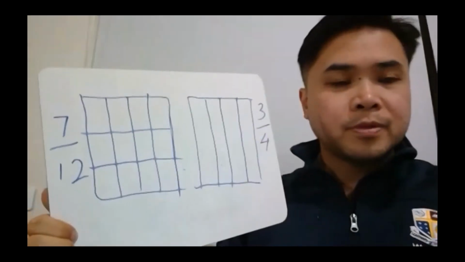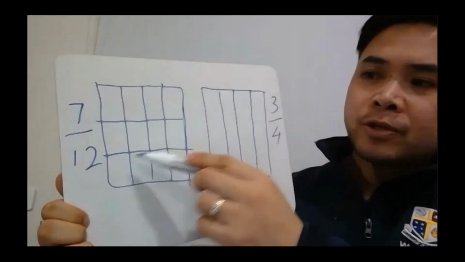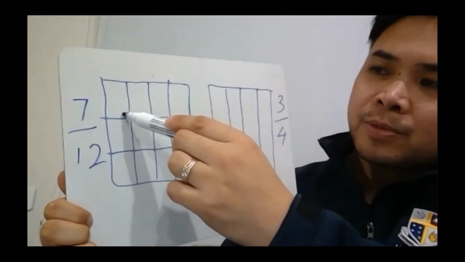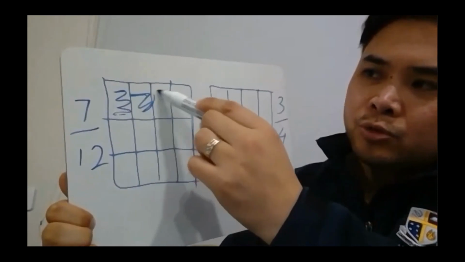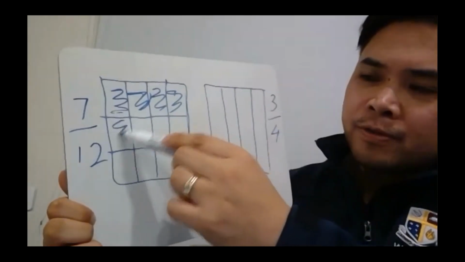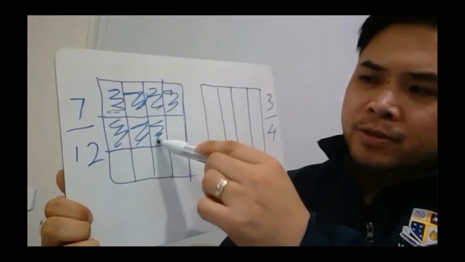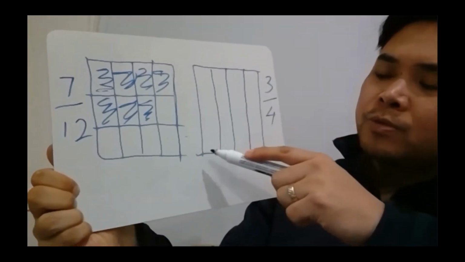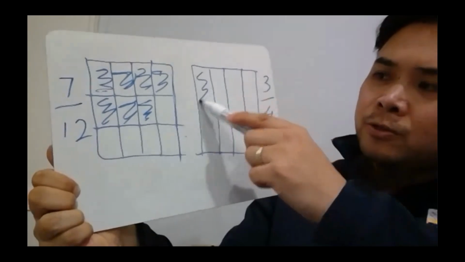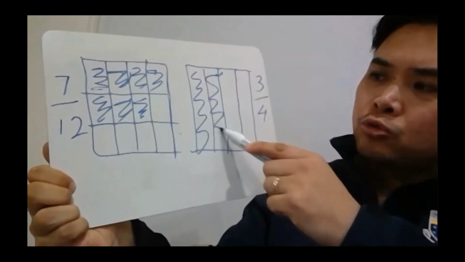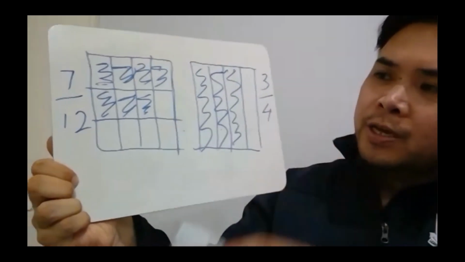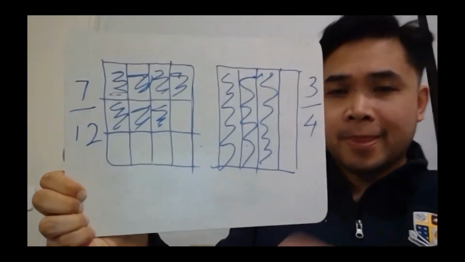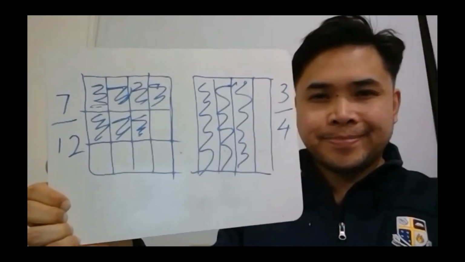So we've got 12 boxes here, 7 out of 12. Let's color them in. 1, 2, 3, 4, 5, 6, 7. Okay, and 3 out of 4. No, 3 over 4 would look like this. 2 and 3. Okay, so just by looking at that, which one is larger? I'll leave that for you to answer. Okay, good luck.